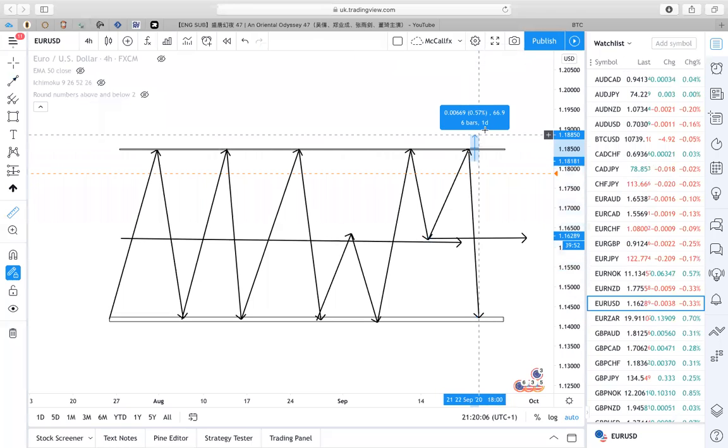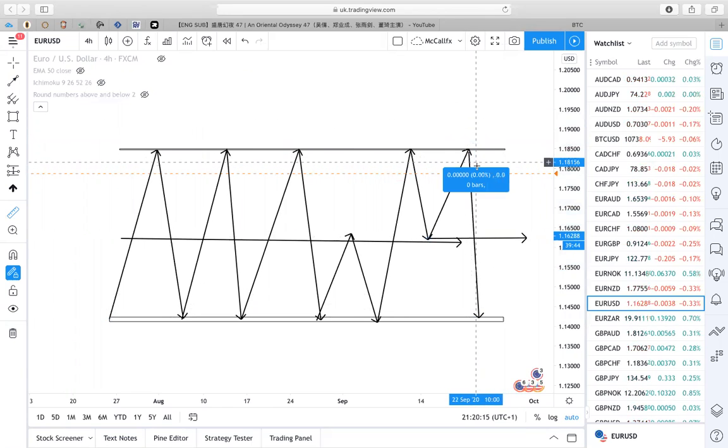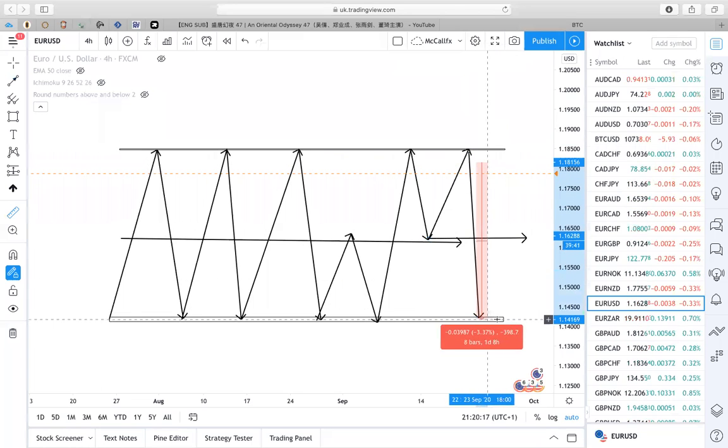So let's say this is 66 pips, right? 66 pips. And then my take profit is going to be on this next line. So 66 pips to what? 400 pips. This is like 1 to 8, I think.